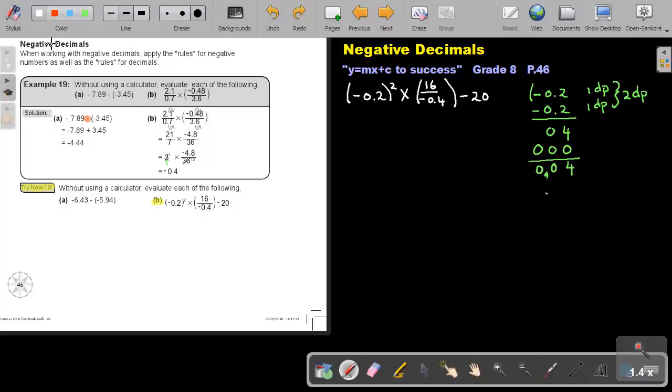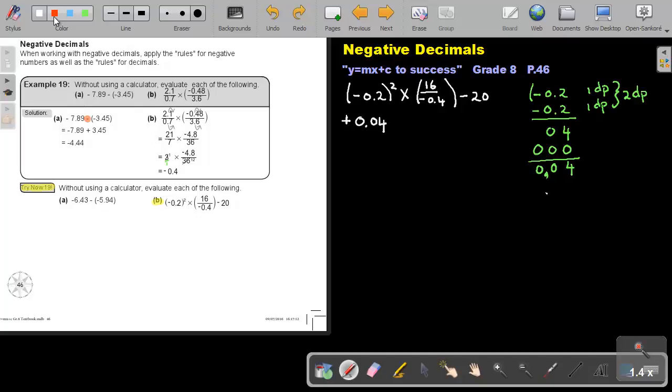And remember, it's negative times a negative, it's multiplication. So I can count the negative signs. So there are 2, that's an even number, so the result will be positive.